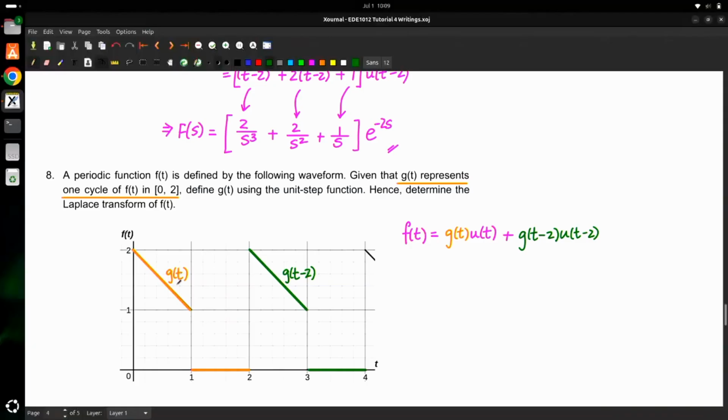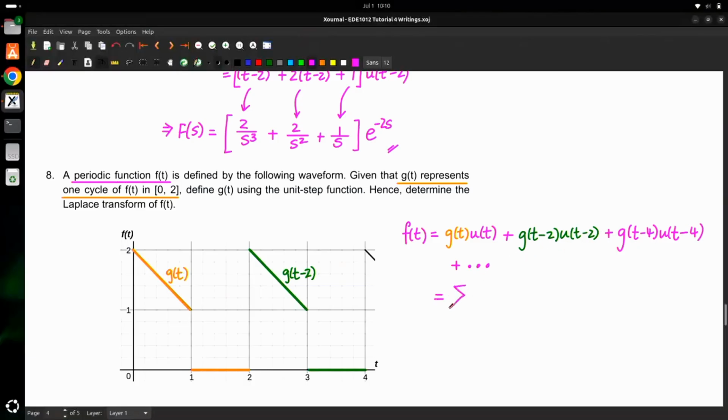So therefore, I just turn on this at t equals to 0, turn on this at t equals to 2, but still got more, what? So therefore, you can see the pattern. So plus g of t minus 4, turn on at t minus 4. Okay, then this one plus dot dot dot, forever, because periodic. Then if you look at this expression, we can make it concise, right?